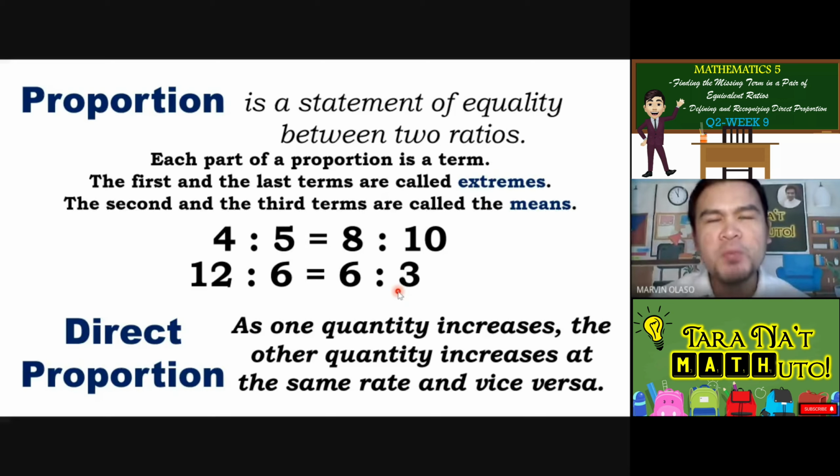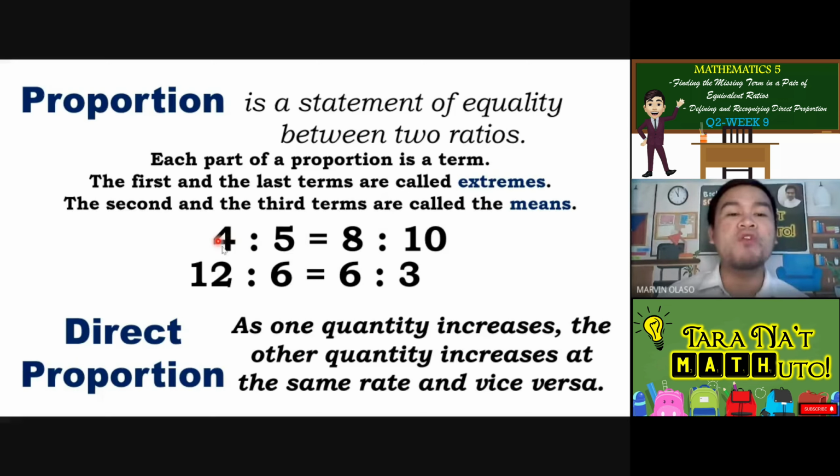When we say direct proportion, when one quantity increases, the other quantity also increases at the same rate and vice versa. Ibig sabihin daw, pag yung isang quantity ay nag-increase, dapat yung pangalawang quantity din ay nag-increase. Or kung halimbawa, nag-decrease yung unang quantity, dapat yung pangalawa ay mag-decrease din. Para mas lalong malinawan, etong dalawang ito ang example ng direct proportion. They are in direct proportion.